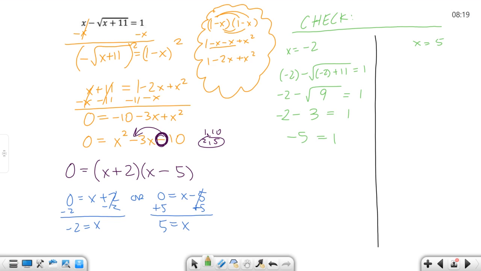And does that work out? No, this is garbage here. Nope, that doesn't work, right? So we have to throw out negative 2. X equals negative 2 does not work.